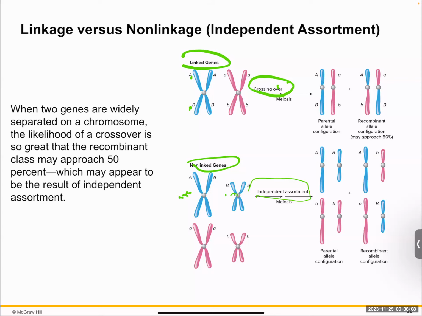So do you need to be able to distinguish them? No, but I do want you to understand that the results created by crossing over and independent assortment may look similar, but the difference is whether they are on the same chromosome or on different chromosomes. Because if they're on different chromosomes, it's a non-linked gene, which means we're talking about independent assortment, versus if they're on the same chromosome, then we're talking about crossing over.